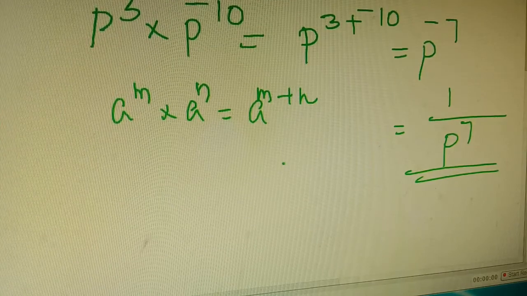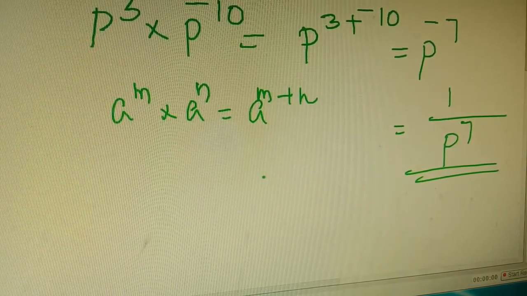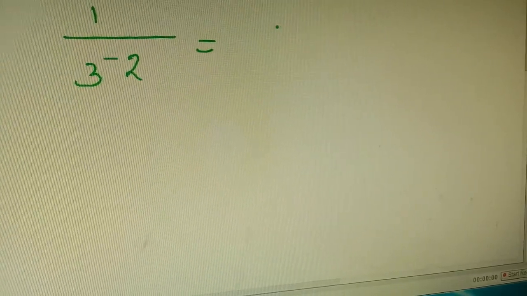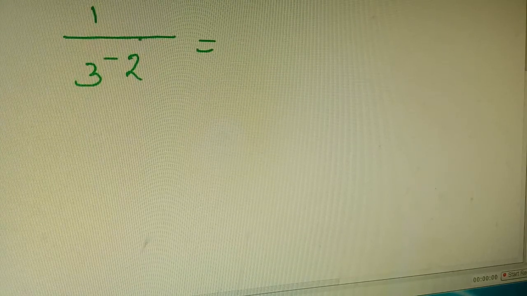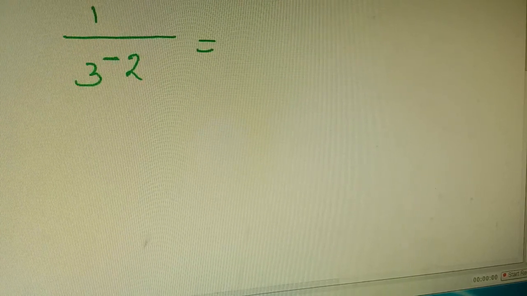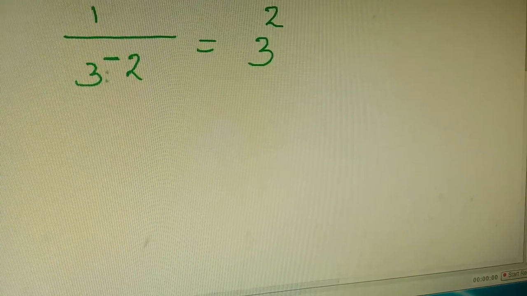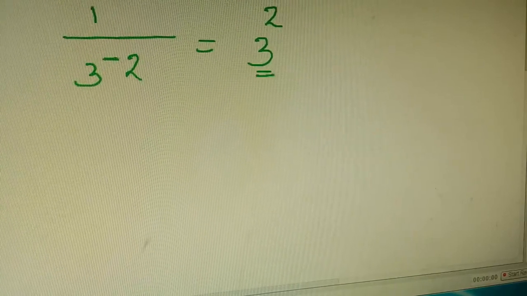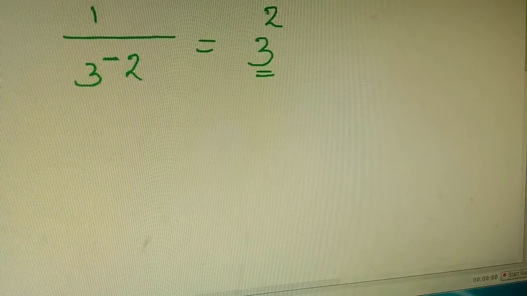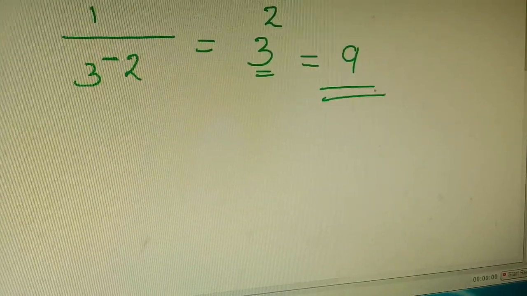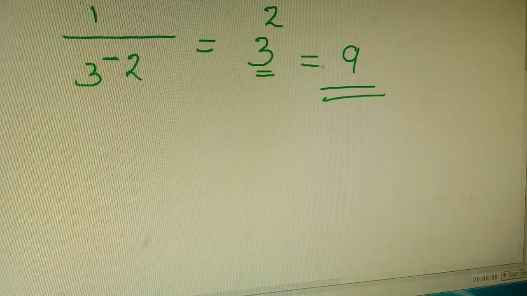Okay, so these were the simplifications. Now you clear? Then you listen, another one. 1 by 3 to the power of negative 2. What is 1 by 3 to the power of negative 2? Here negative power in denominator. So the answer is 3 to the power of 2. Reciprocal of 1 by 3 is 3, and the negative exponent we can change to positive. So the answer is 3 to the power of 2. 3 to the power of 2 is 9. So 1 by 3 to the power of negative 2 is 9.